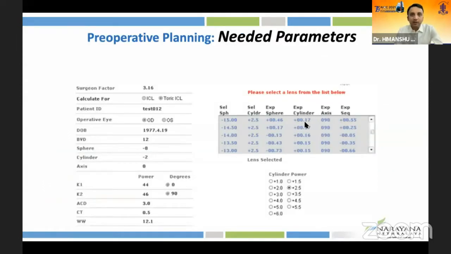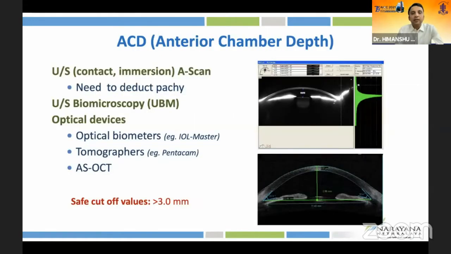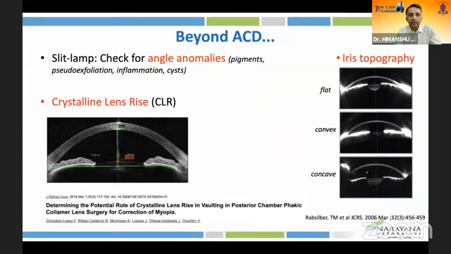The parameters which are very important, as Kamal was describing, are AC depth, horizontal white to white, and power, of course. The anterior chamber depth usually is analyzed using contact techniques like ultrasound A scan. In that, we have to detect the pachymetry, or UBM, or optical devices like IOL Master, Pentacam, OPScan, ASOCT, and those things. By default, the cutoff limit for both the lenses is 3 millimeter, but sometimes you can go lower also. We'll come to that later on.